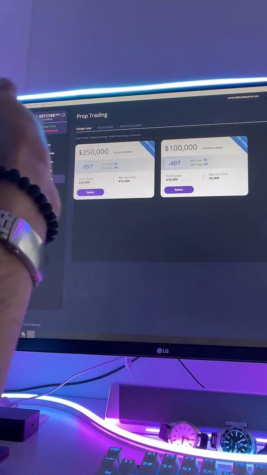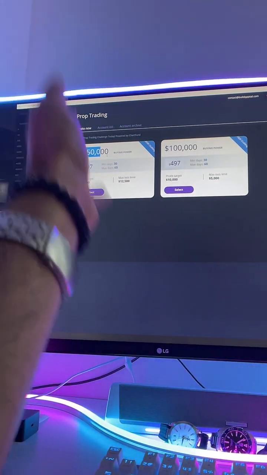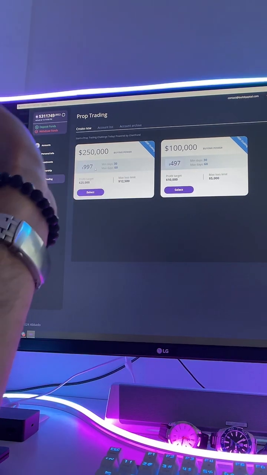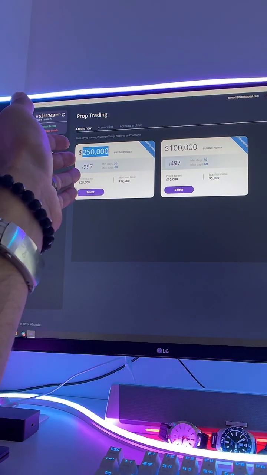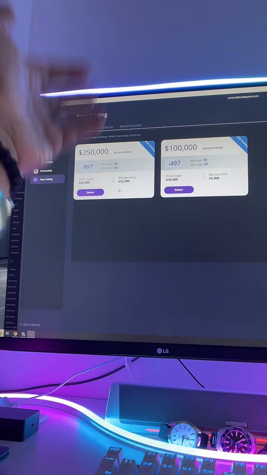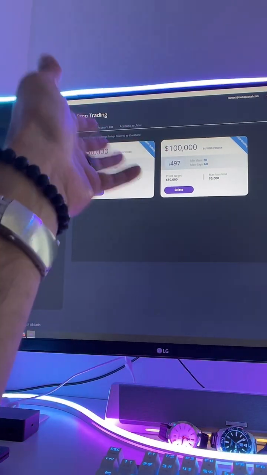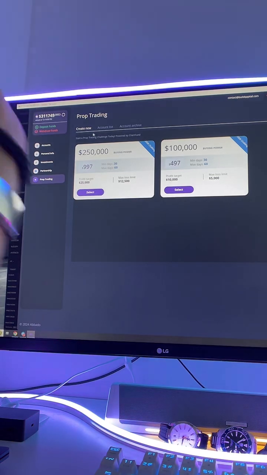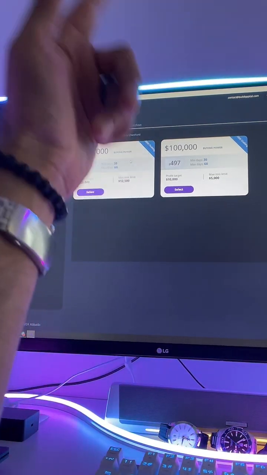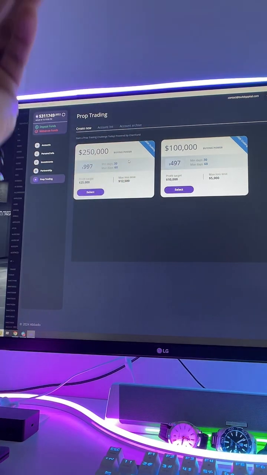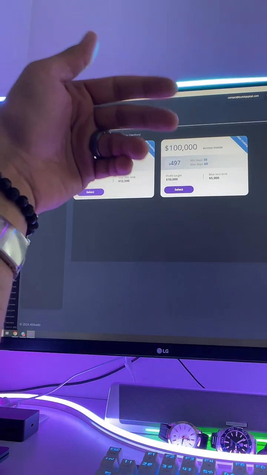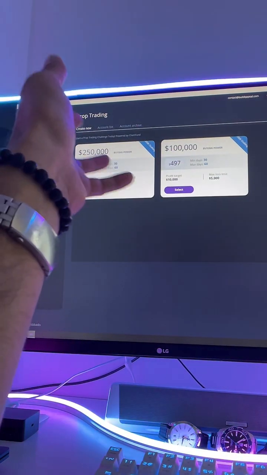Now if you want to level up, you can also do the $250,000 challenge. It costs just under 1,000, and if you can make 25,000 on a 250K account, you get funded with a $250,000 account, which is insane. And the nice thing is you can use bots, you can use whatever system or indicators you want to do this challenge, which is crazy. So guys, get started right away.